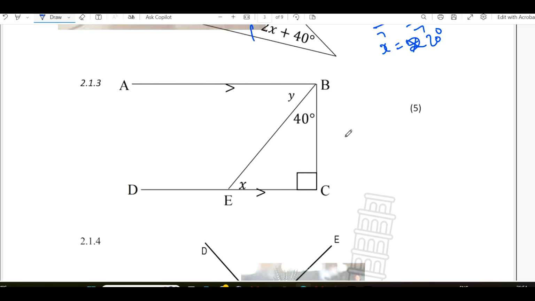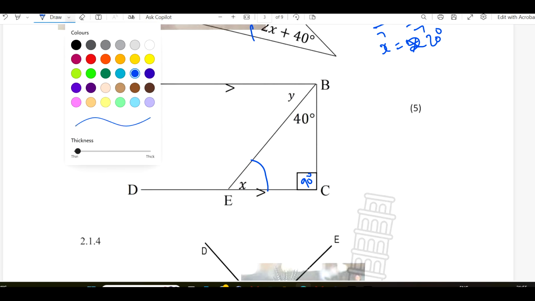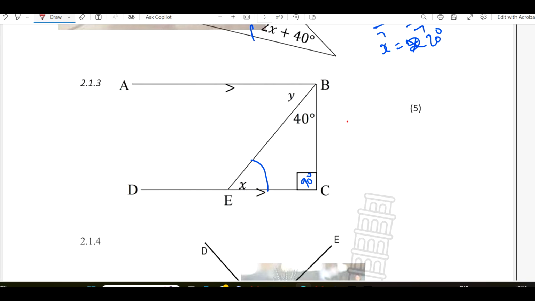Let's proceed to 2.1.3. We are solving for unknown variables. Guys, the first thing that I'm going to do here, I'll start by solving for x. We have an x here, and we know that this is 90 degrees, meaning that in this triangle, it is a right angle triangle, and we know that the sum of angles on a triangle adds up to 180 degrees.